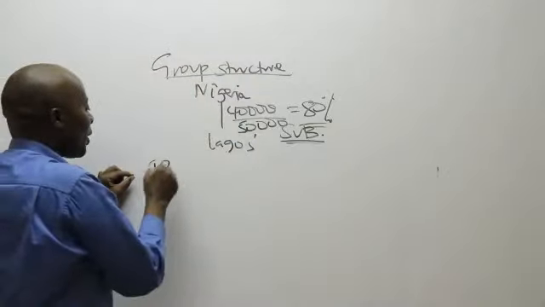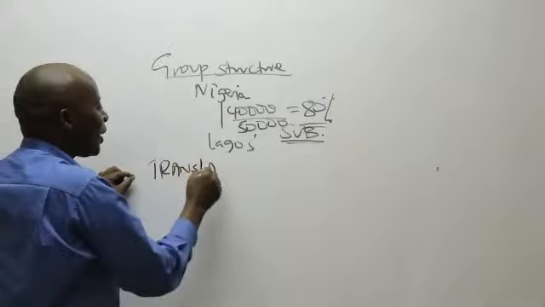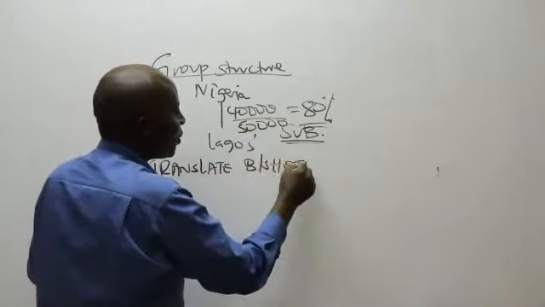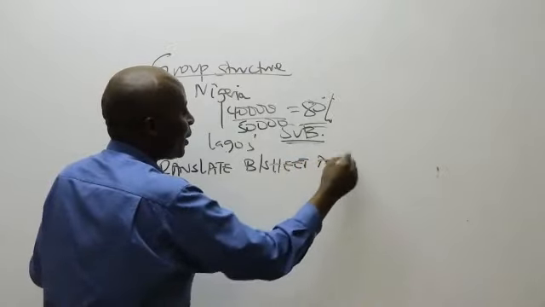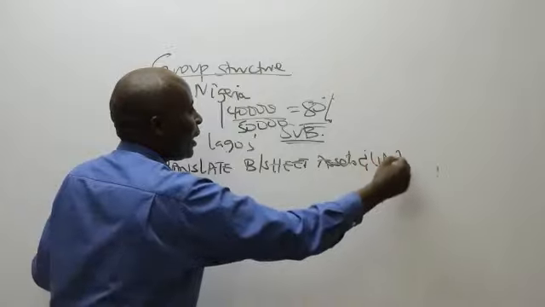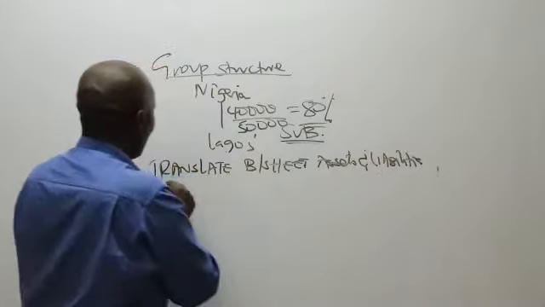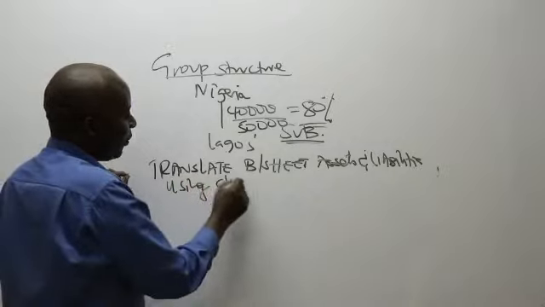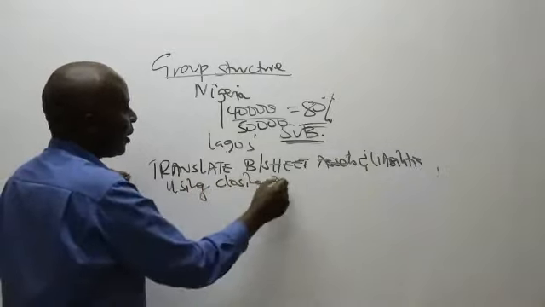So in this case here, translate balance sheet, assets, and liabilities, using, wanasema namna gani, somebody, using the closing rate.